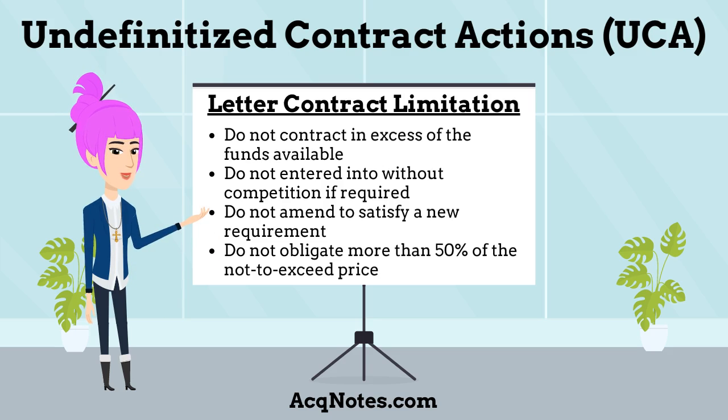What are the limitations of using a letter contract? A letter contract may be used only after the head of the contracting activity or a designee determines in writing that no other contract is suitable. A letter contract may not do any of the following: commit the government to a definitive contract in excess of the funds available at the time the letter contract is executed. Be entered into without competition when the competition is required. Be amended to satisfy a new requirement unless that requirement is inseparable from the existing letter contract.